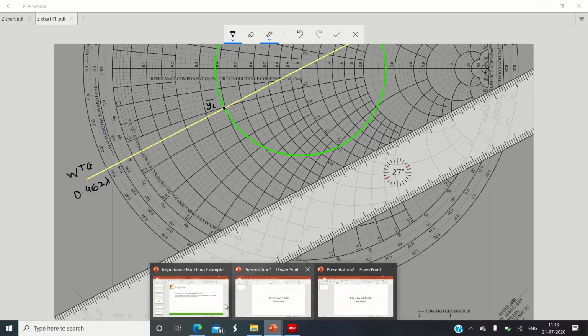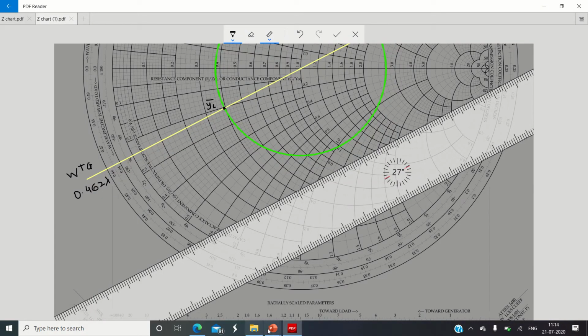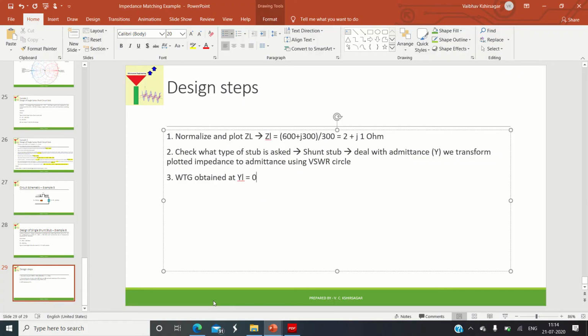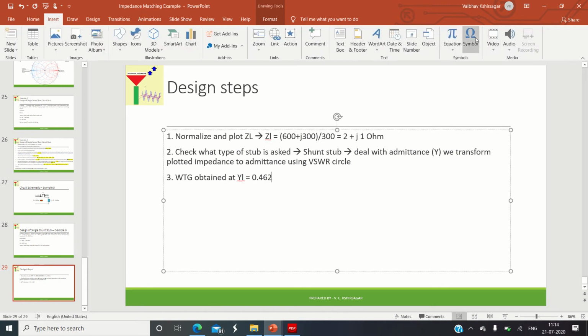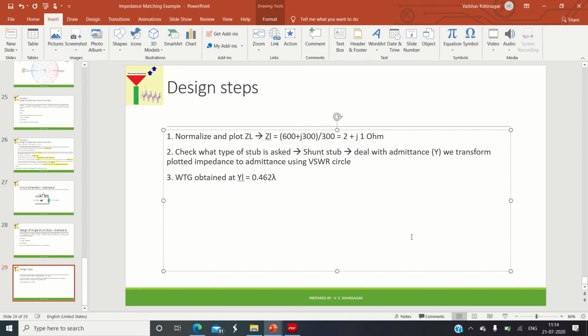So here I will write in our theory answer: WTG obtained, where WTG stands for wavelength toward generator, at YL bar, the value was 0.462 lambda. Please remember, I will insert a symbol for lambda. So this is the obtained value of WTG at YL bar.